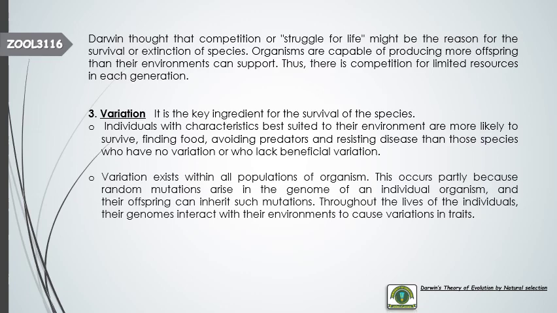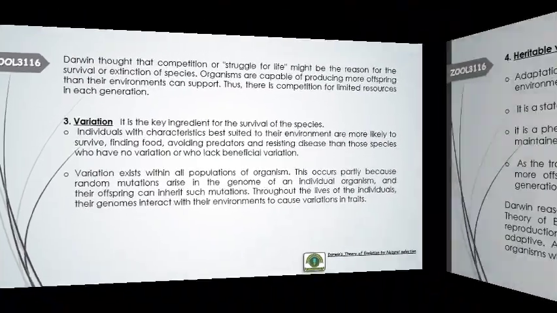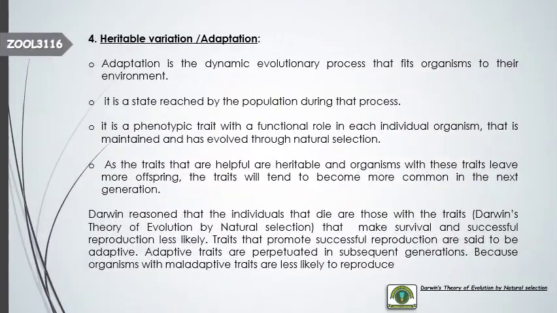And these traits are passed on to the next generation, and ultimately the generation would develop into a new species. This is what evolution is, this is the concept of natural selection. This is change in the organism and ultimately change in the population. Fourth one is heritable variation or adaptation.